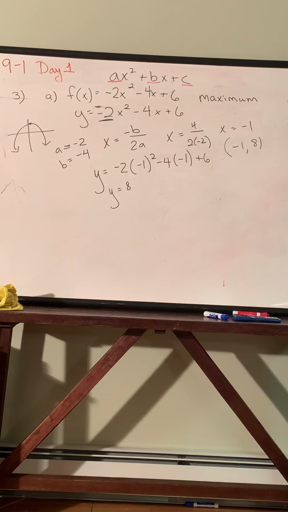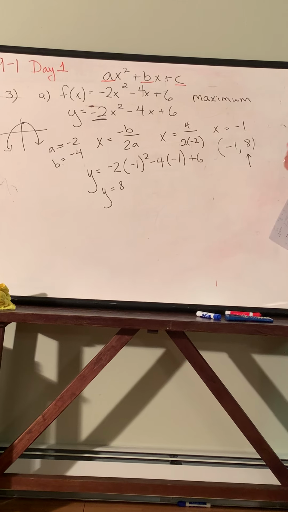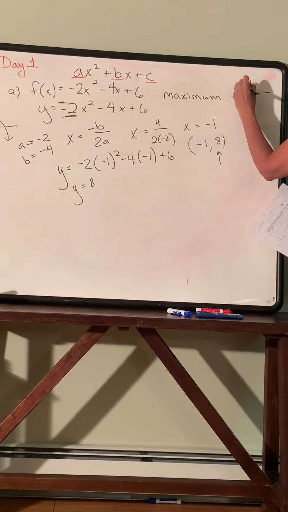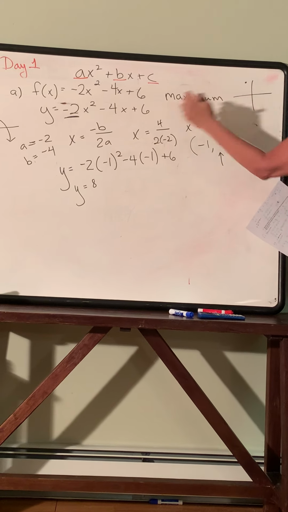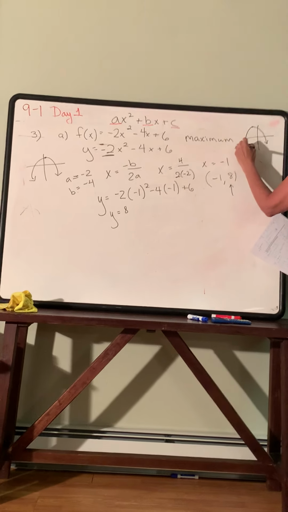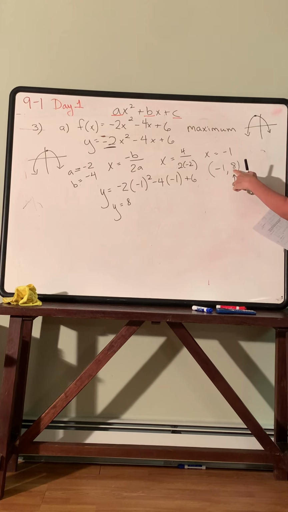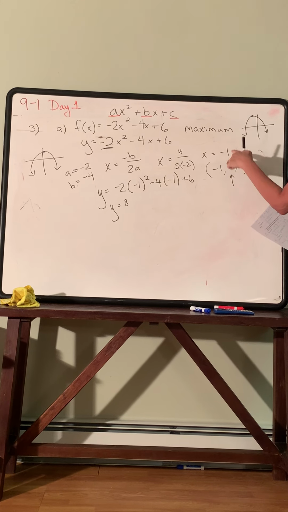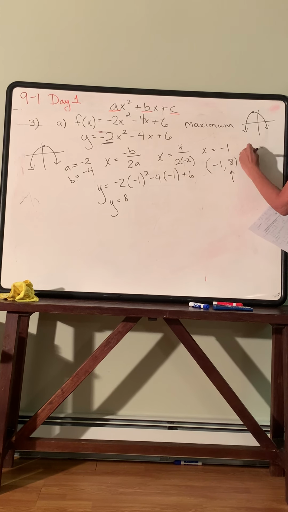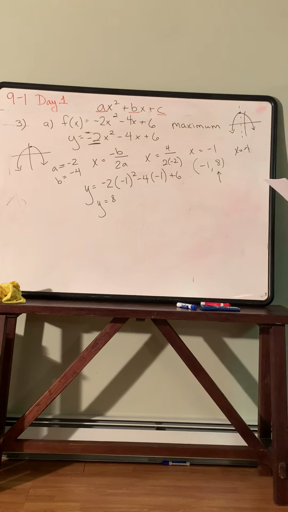And now I know what my maximum value is. My maximum value is the 8. Because if I were to go graph this, negative 1, 8 would be somewhere over here. That's going to be my highest point. I already said it's going to be a frown somewhere like this. That's my highest point, and that's the vertex. So the highest point is at 8, and my vertex is at negative 1, 8. This x equals negative 1 would be your line of symmetry. Okay.